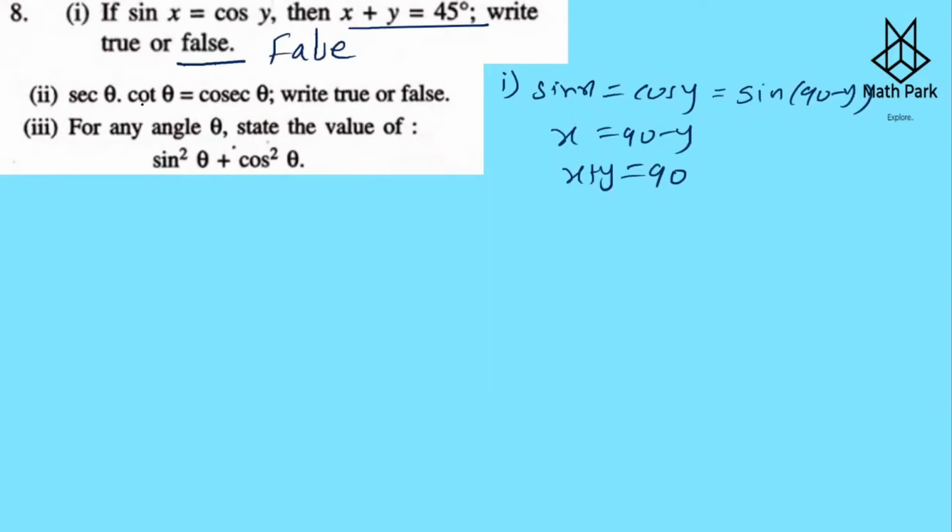Second one, sec theta into cot theta is equal to cosec theta. Write true or false. So let us solve this further. Now sec theta into cot theta is equal to cosec theta.